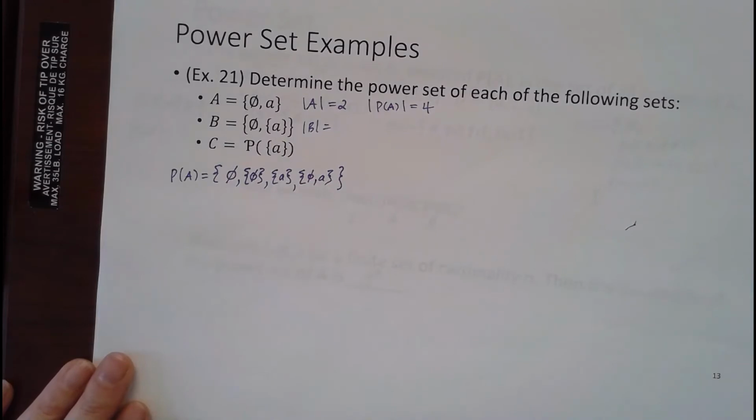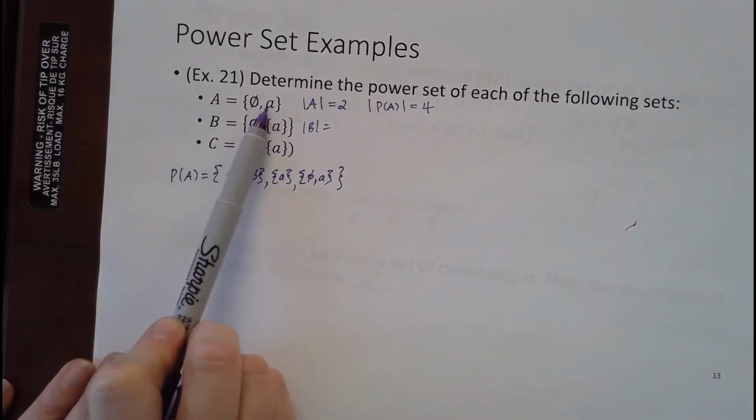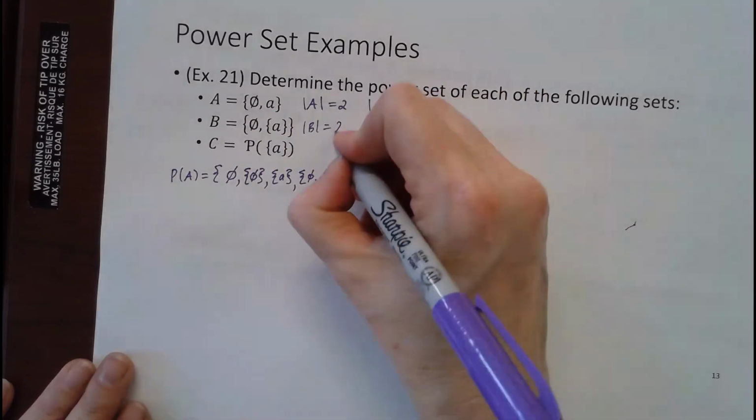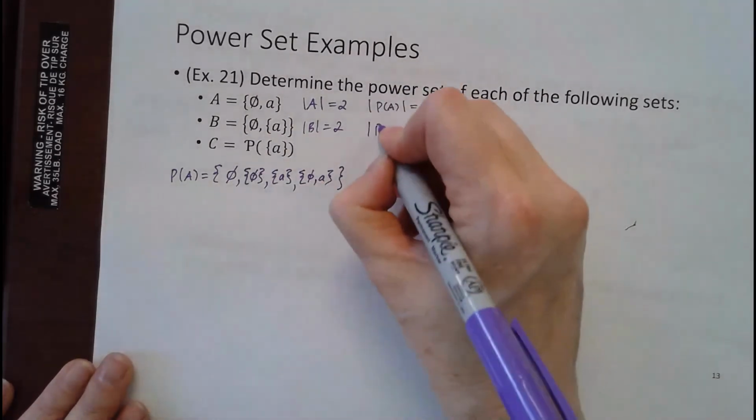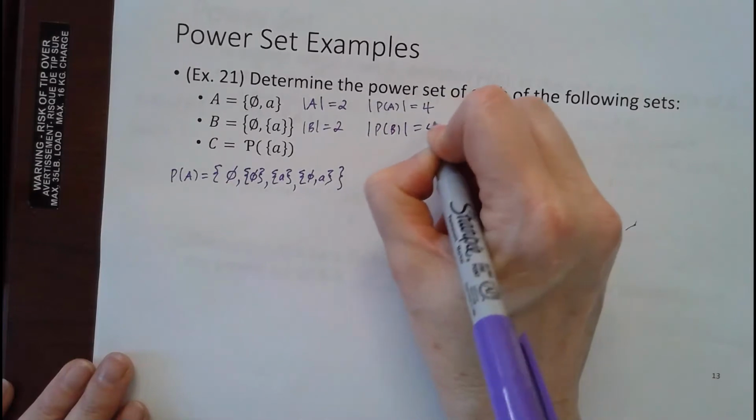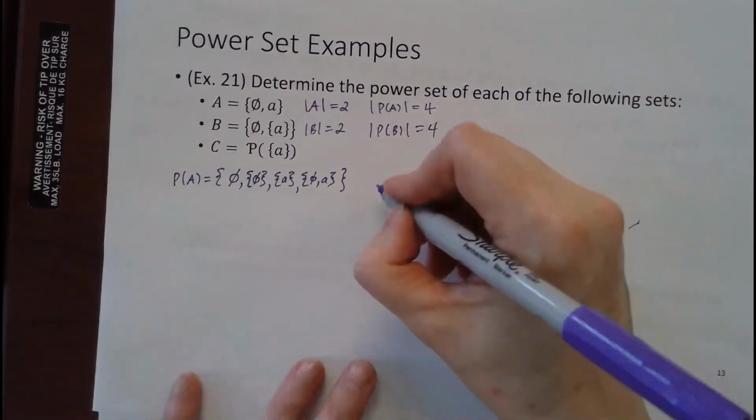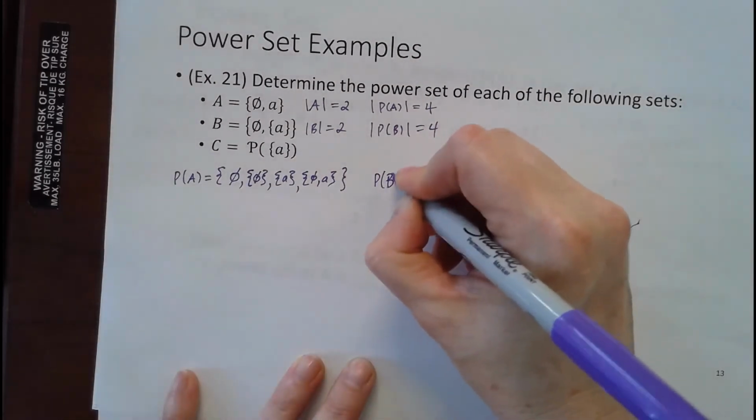So notice the subtle difference. The second element is not the letter A itself. The second element is a set. But it's still 2 elements. And so when we do the power set of B, we're still expecting to get 4 elements. Okay, so let's do the power set of B.